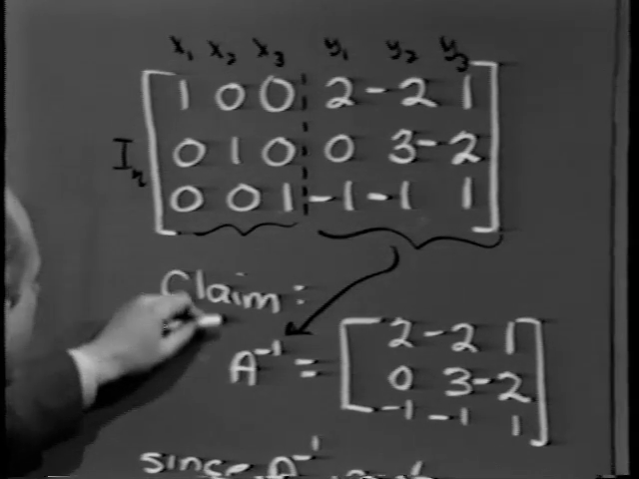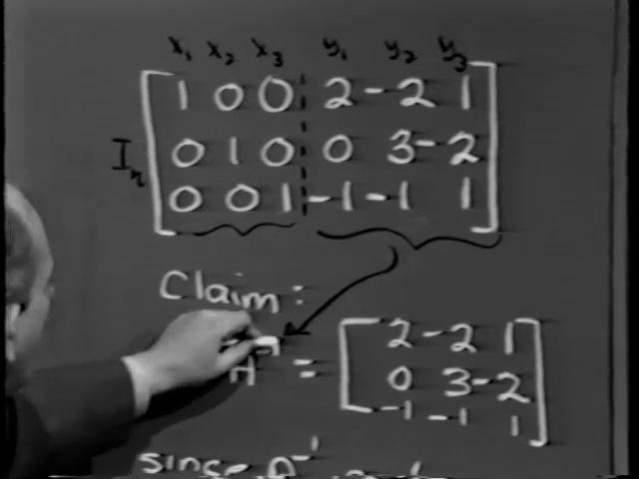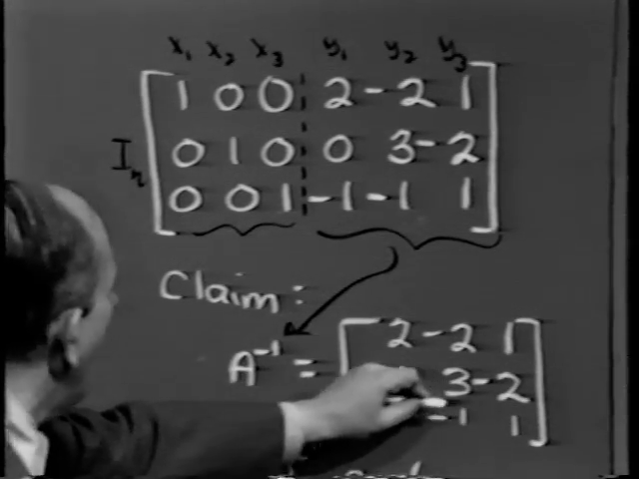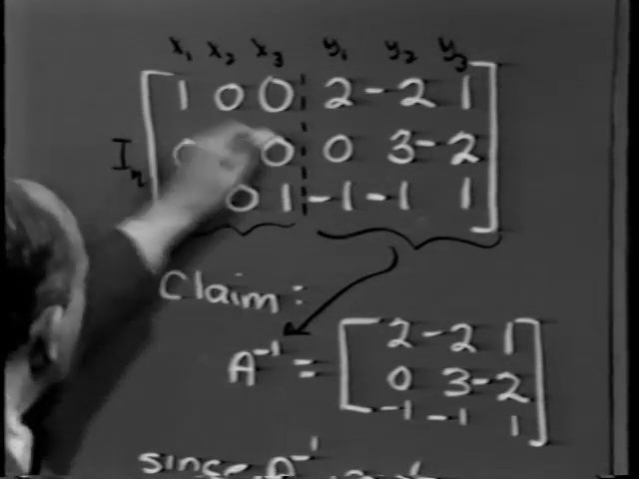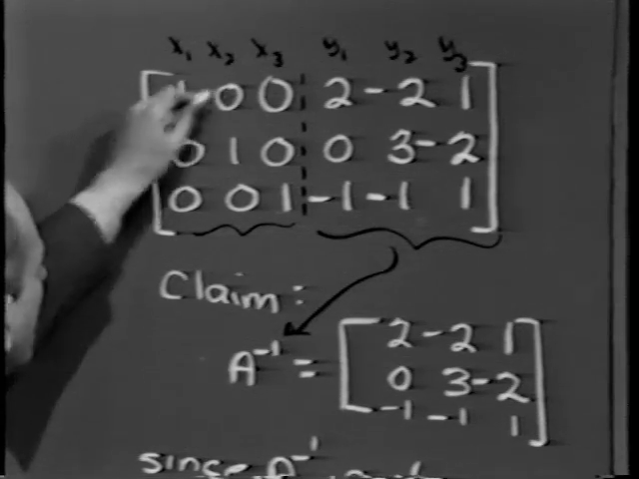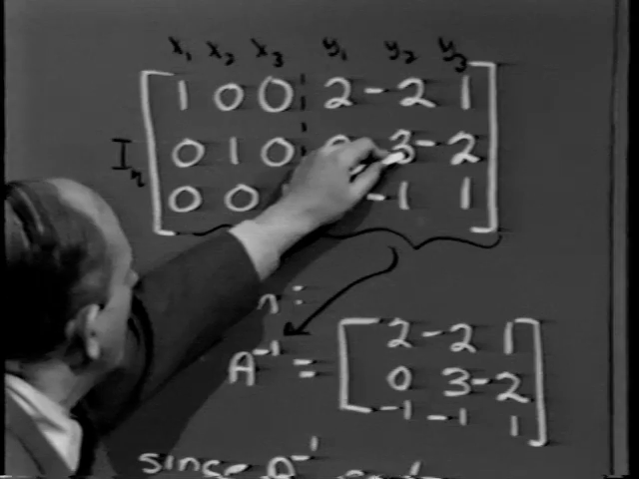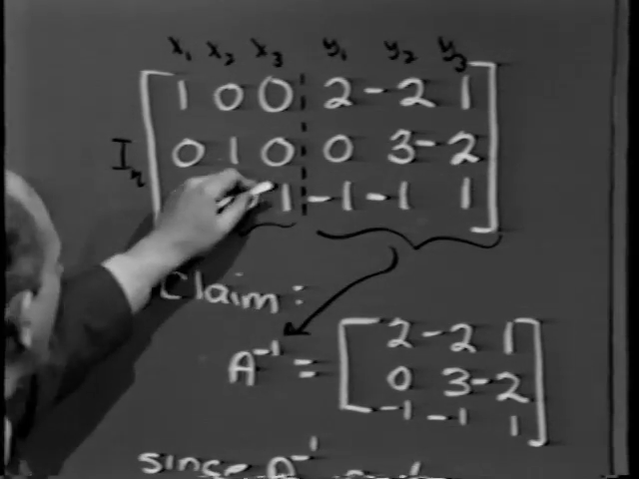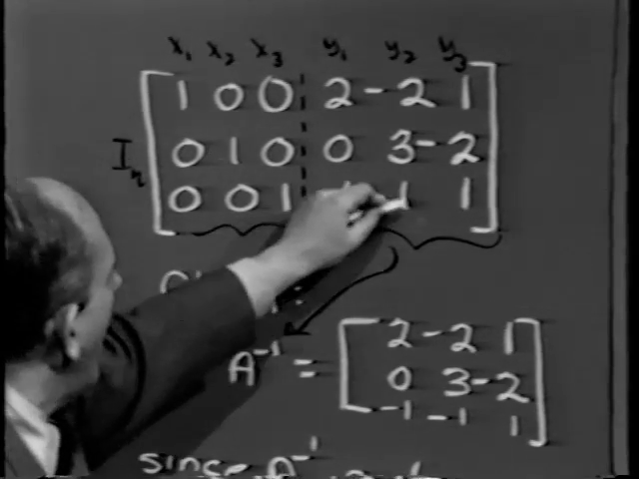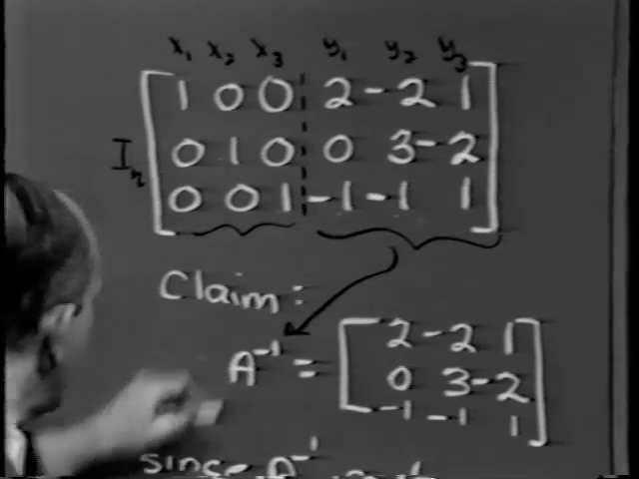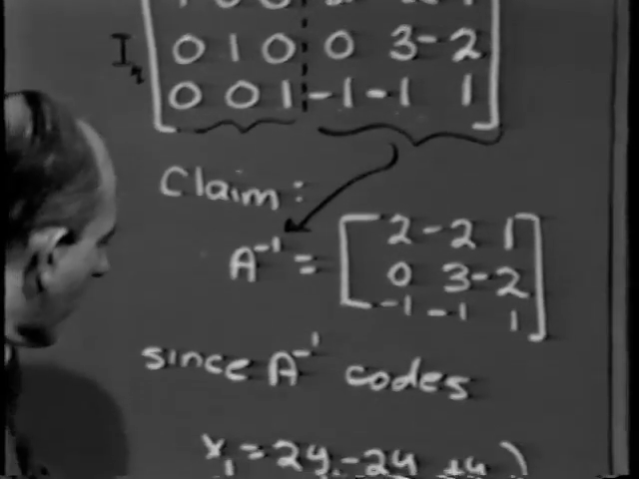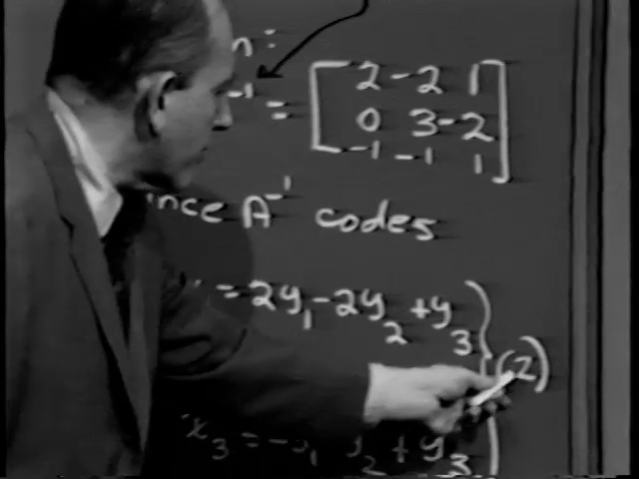And by the way, let's see why I say that. What system of equations does A inverse code? Just read what this says. It says x1 is equal to 2y1 minus 2y2 plus y3. x2 is equal to y2 minus 2y3. And x3 is minus y1 minus y2 plus y3. In other words, A inverse codes this particular system. Let's call that system 2.